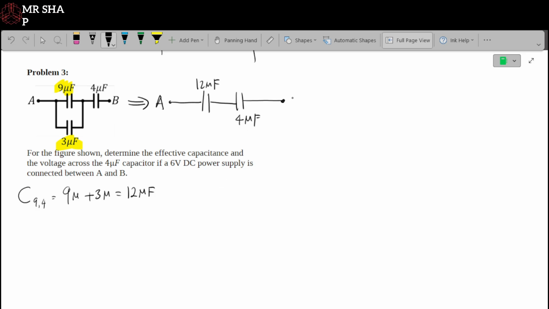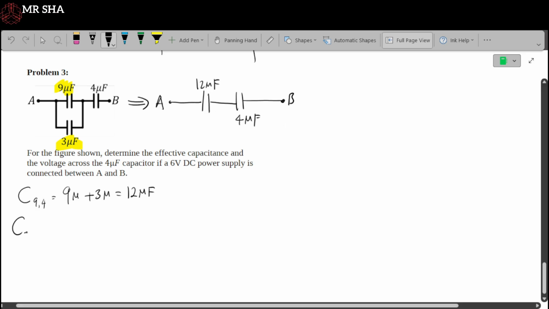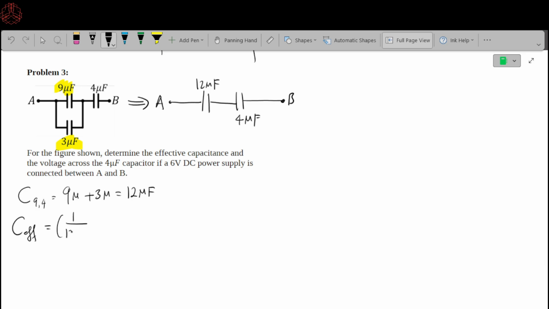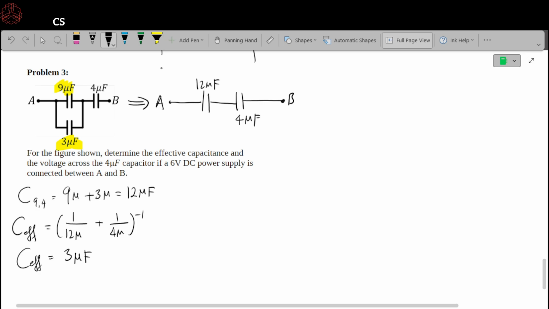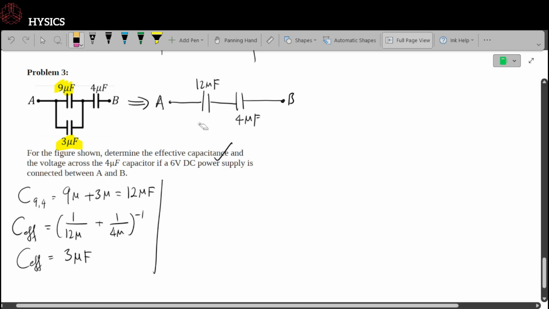capacitor in series. Okay, so now I can find the effective capacitance overall, remembering that if in series I will have to have inverses. So I have 1 over 12 microfarad plus 1 over 4 microfarad, and then inverse that, and that means my effective capacitance is going to be 3 microfarad. That is my final answer for the first part, effective capacitance. Okay, just going to tick that over there.